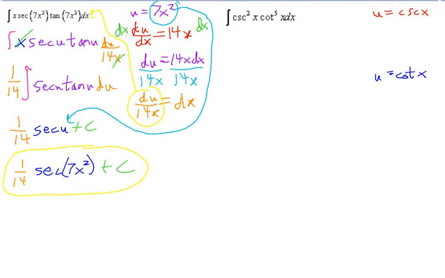Well, the way you can tell which one's going to work is based on the derivative. If you say u equal to cosecant, the derivative would be negative cosecant x cotangent x. But if we say u equal to cotangent, the derivative would be negative cosecant x squared.